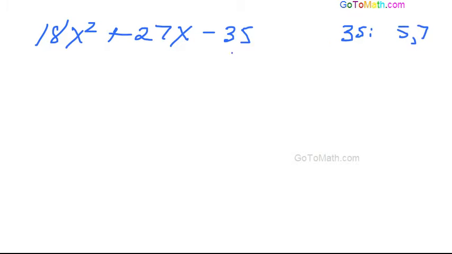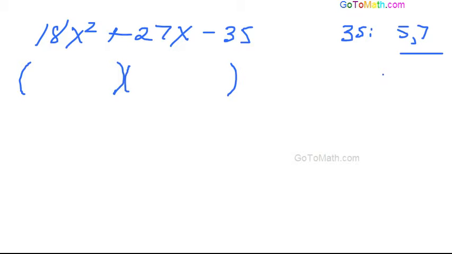18x squared plus 27x minus 35. Is there a number that will go into 18, 27, and 35? Well, we know that 35, might as well go ahead and write that down now. There's, let's see, 5 times 7. And that's 2 and 9, so no. Okay, that's terrible. But anyway, good news is it's just a 5 and a 7, so that kind of helps out a little bit.